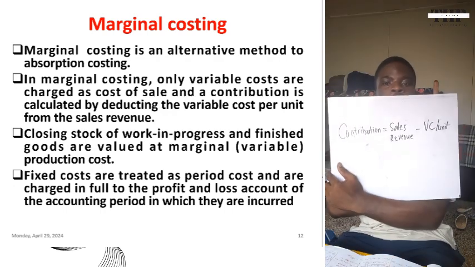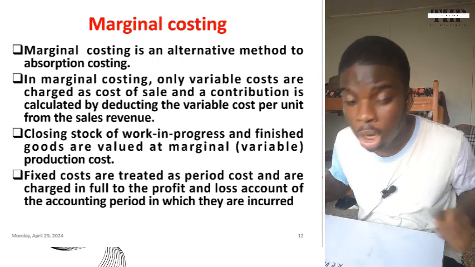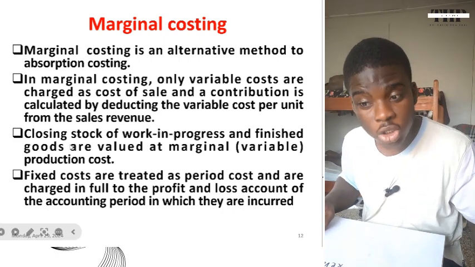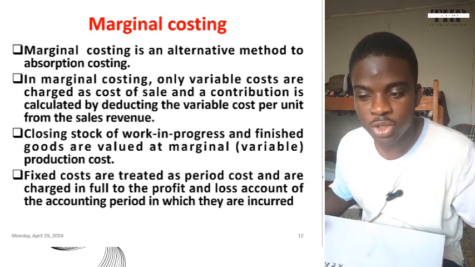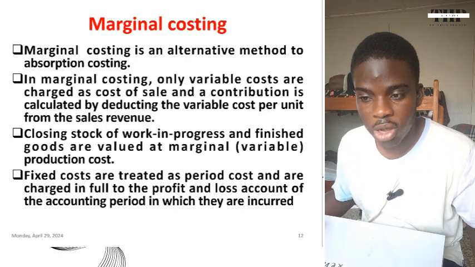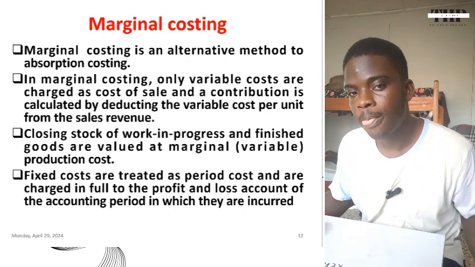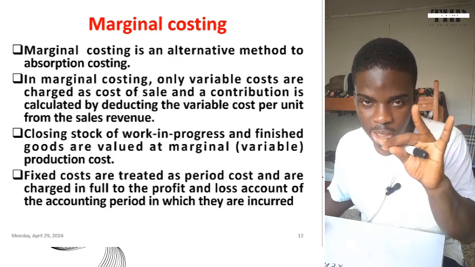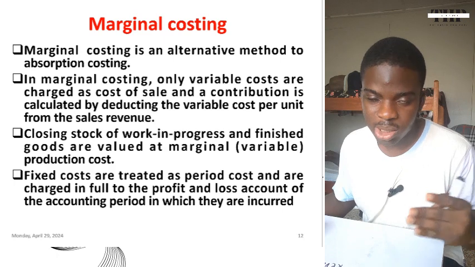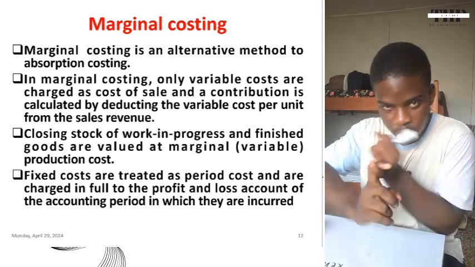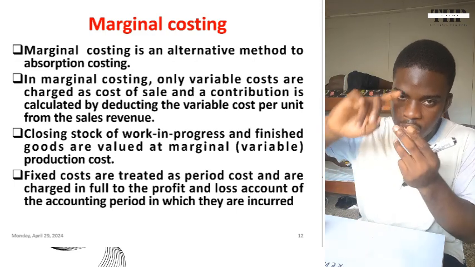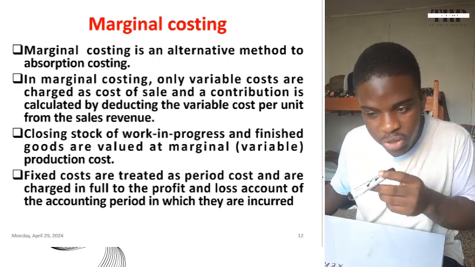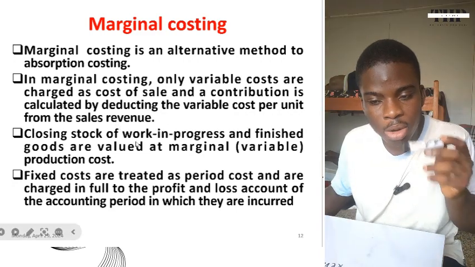Now, where do you go next? The closing stock of work in progress and finished goods are valued at marginal or variable production cost, right? So, you remember that in absorption costing, you said that the cost per unit of a product is made up of four things: direct materials, direct labor, variable overhead, and fixed overhead. But this marginal cost only considers variable cost, so you remove fixed overhead from it. So it's just going to be direct materials, direct labor, and what? Variable overhead.